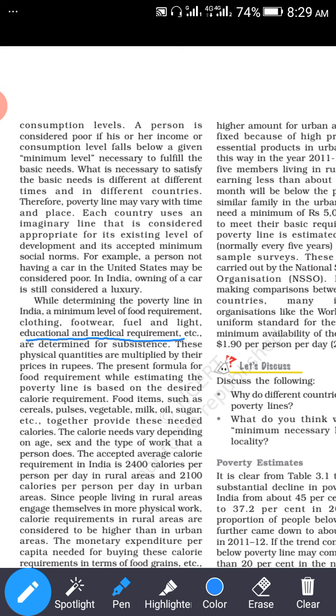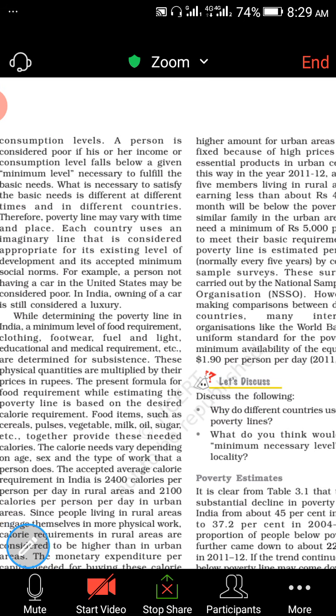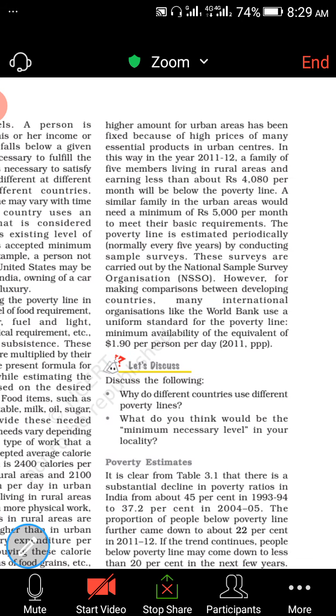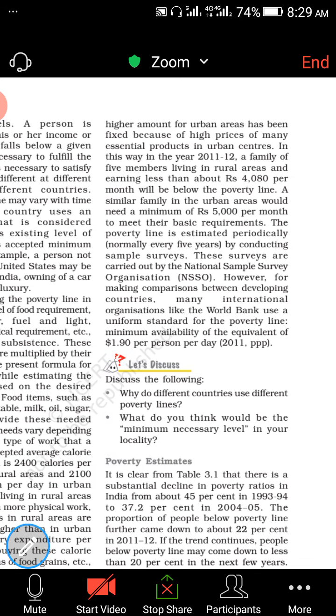So in our country, what is the poverty line? Here is another question, and you can easily understand by this. You have to now write this question. Why do different countries use different poverty lines? And what do you think would be the minimum necessary level in your locality?